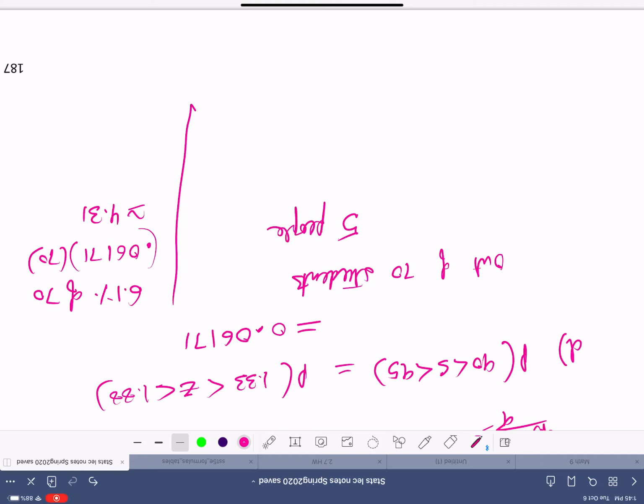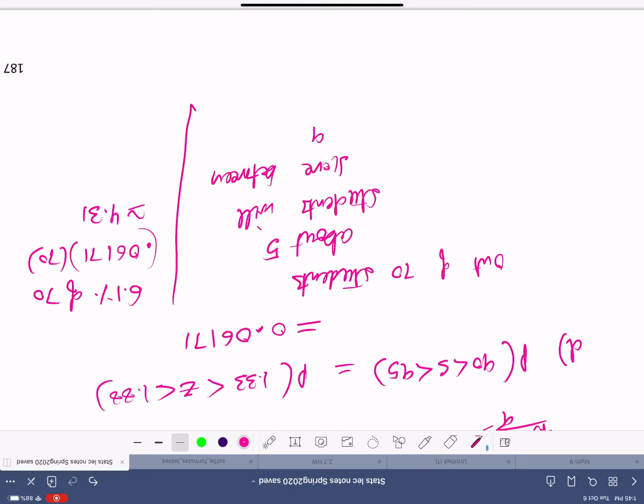Okay, about 5 students. So out of 70 students, about 5 students will score between 90 and 95. Okay, and that was it for this problem.